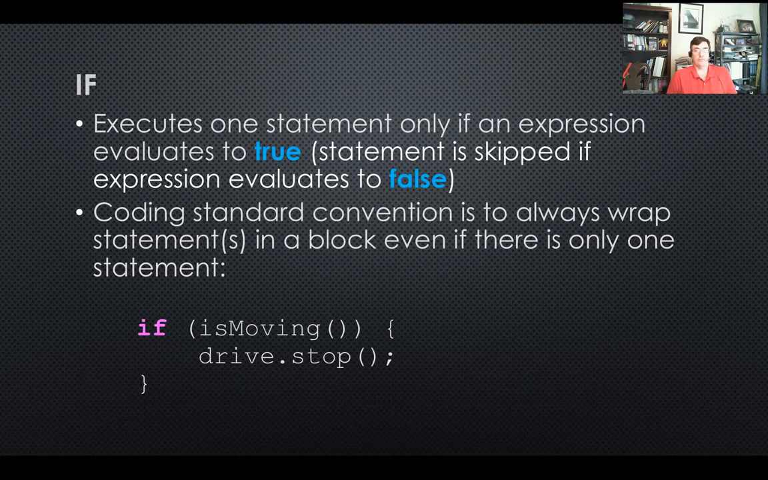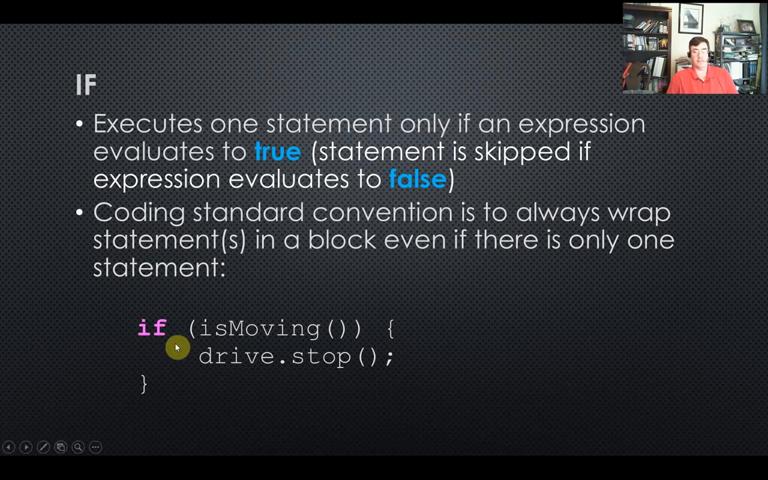The if statement executes one statement if an expression evaluates to true. If that expression does not evaluate to true, it skips over the following statement. As I've mentioned earlier, there's different coding conventions that we follow. One of the coding standards that we use for if statements is we always follow the if statement with a block. A Java block is a group of statements delineated by curly braces. So even if there's only one statement after an if, we still go ahead and wrap it in a block. The reason for that may not be obvious yet, but we'll get into that a little bit later in one of the later modules.